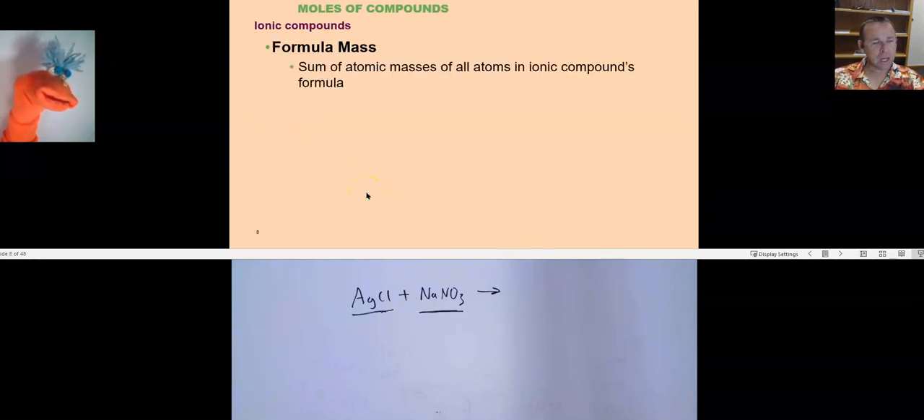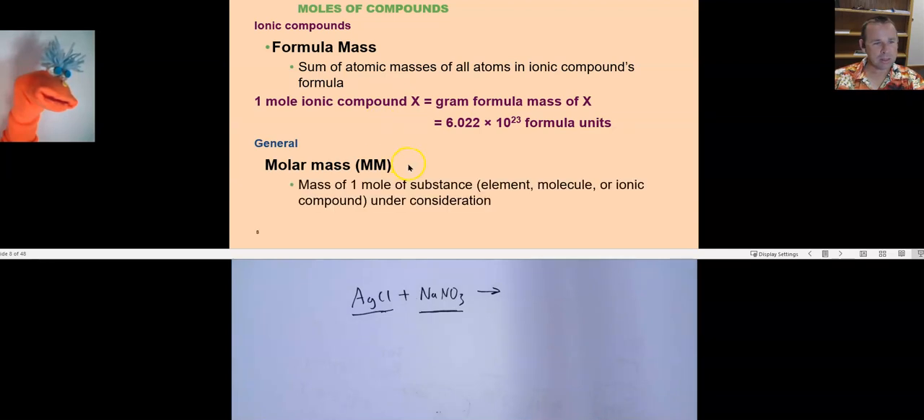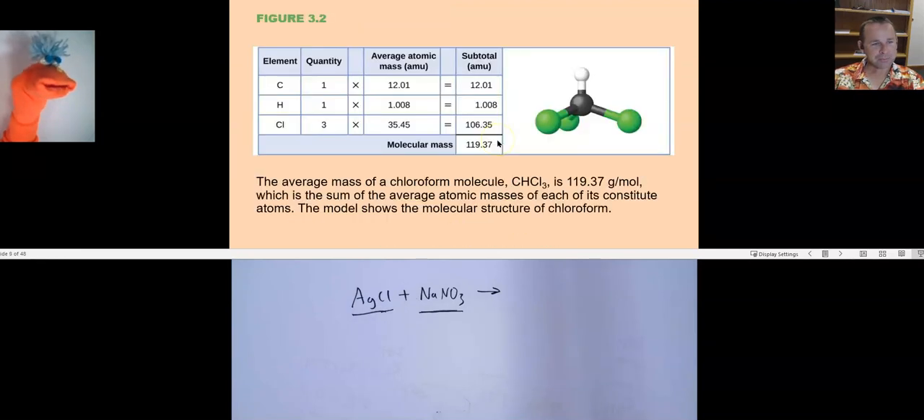Okay, so ionic compounds, same thing. These are ionic compounds here. One ionic compound, a mole of it, has 6.02 times 10 to the 23rd units of it, right? So here's a compound. This is CHCl3, chloroform, right? I can tell that there's 1 carbon, 1 hydrogen, and 3 chlorines by the chemical formula, by the structure as well. Adding the mass for 1 carbon, 1 hydrogen and 3 chlorines will give me my molecular mass.